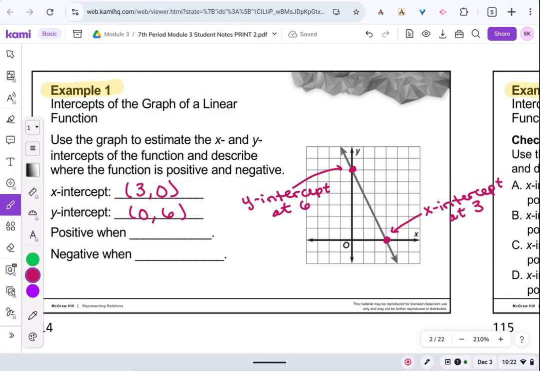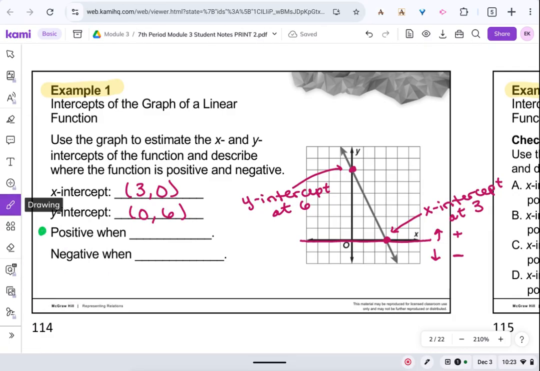Now, when it's positive, remember, we're looking at our x-axis here. Anything above is positive. Anything below is negative. So I'll use green for positive, okay? So green is going to be our positive. So we're always going to start at the x-axis, which again, that was at 3. And I'm getting positive as I go up and to the left, okay?